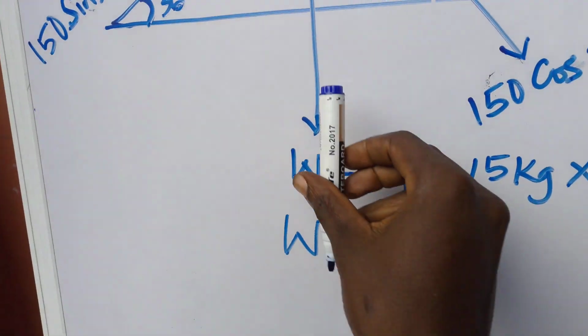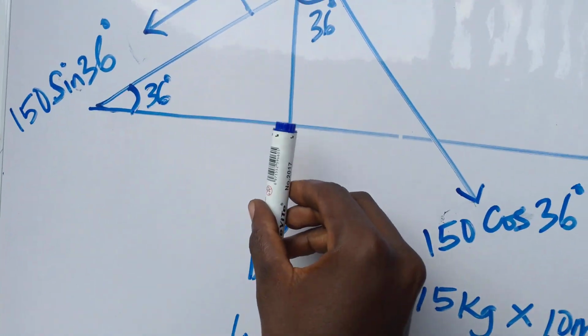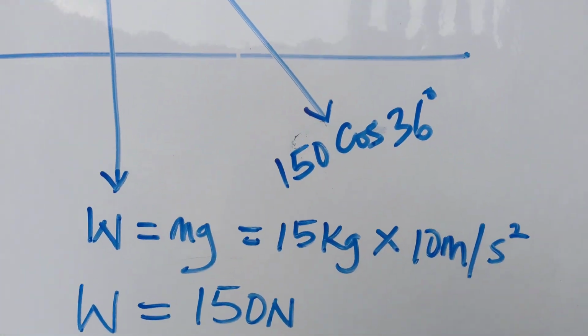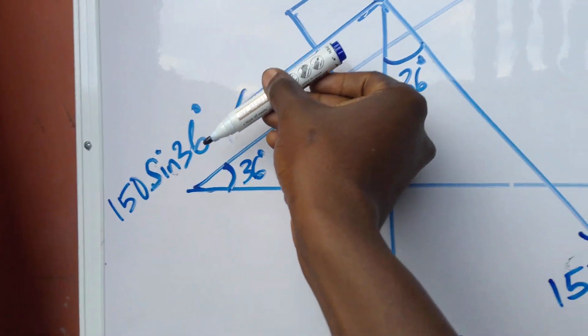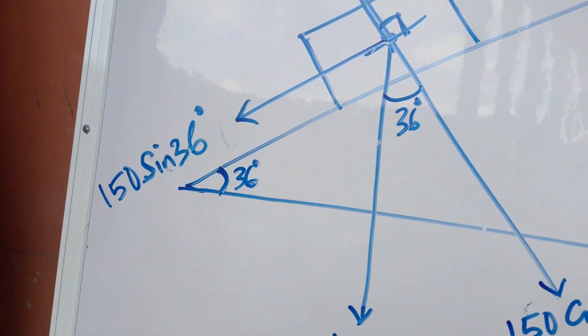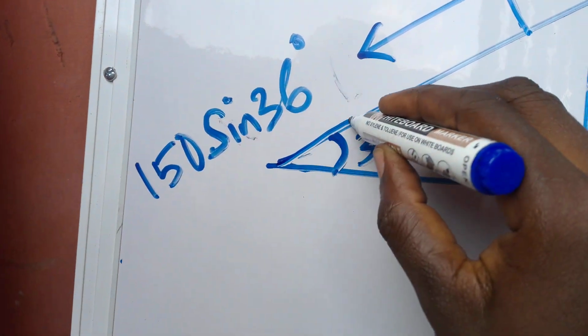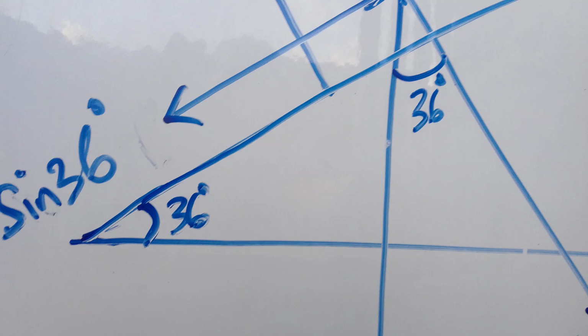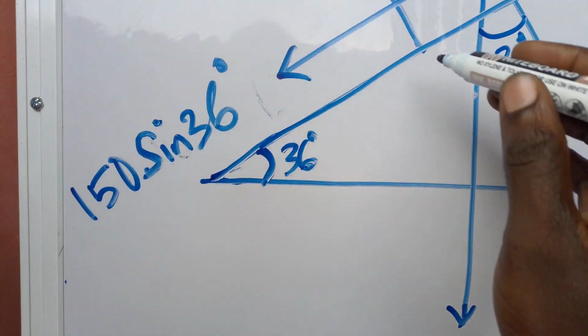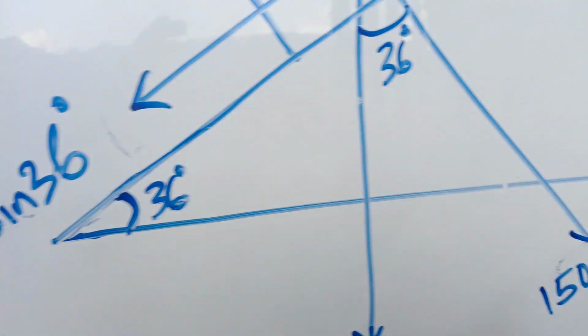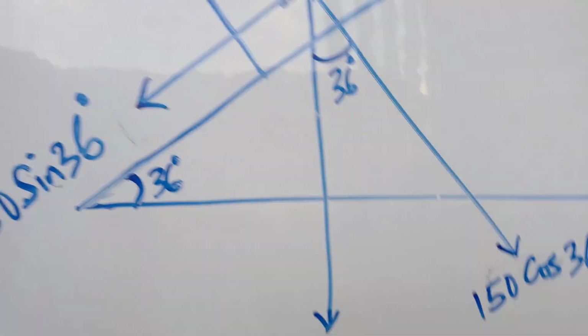So I resolve the force perpendicular to the plane, and I have 150 cos 36 degrees. I resolve it parallel to this plane, and I have 150 sine 36 degrees. So parallel to the plane is this, and perpendicular to the plane is this, 150 cos 36.